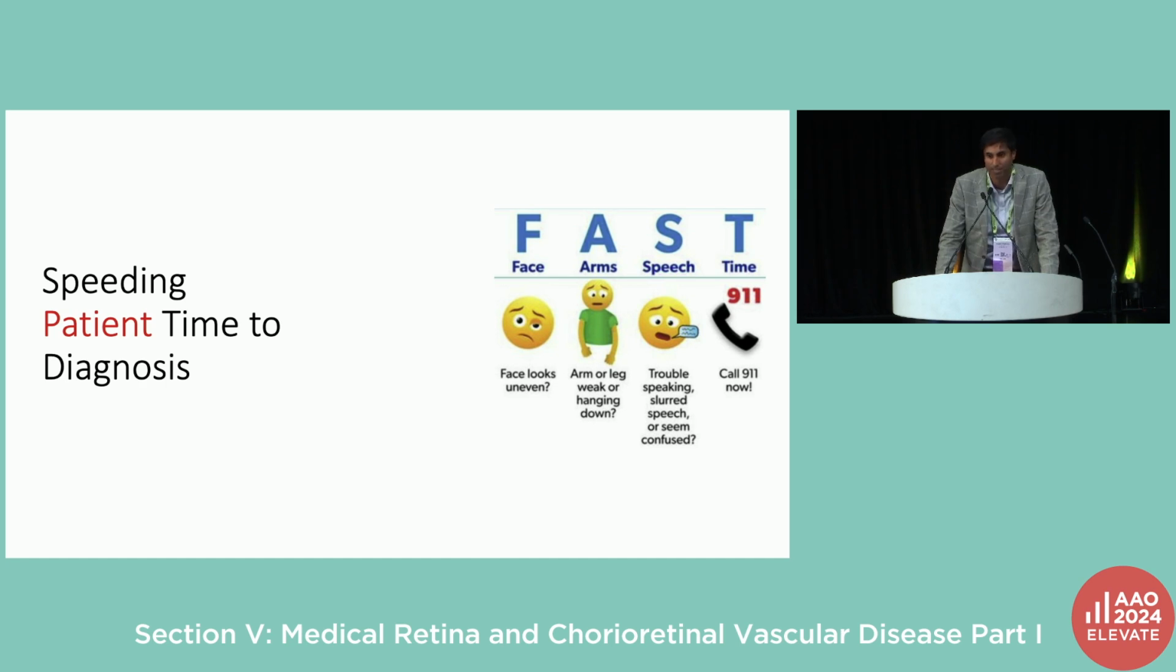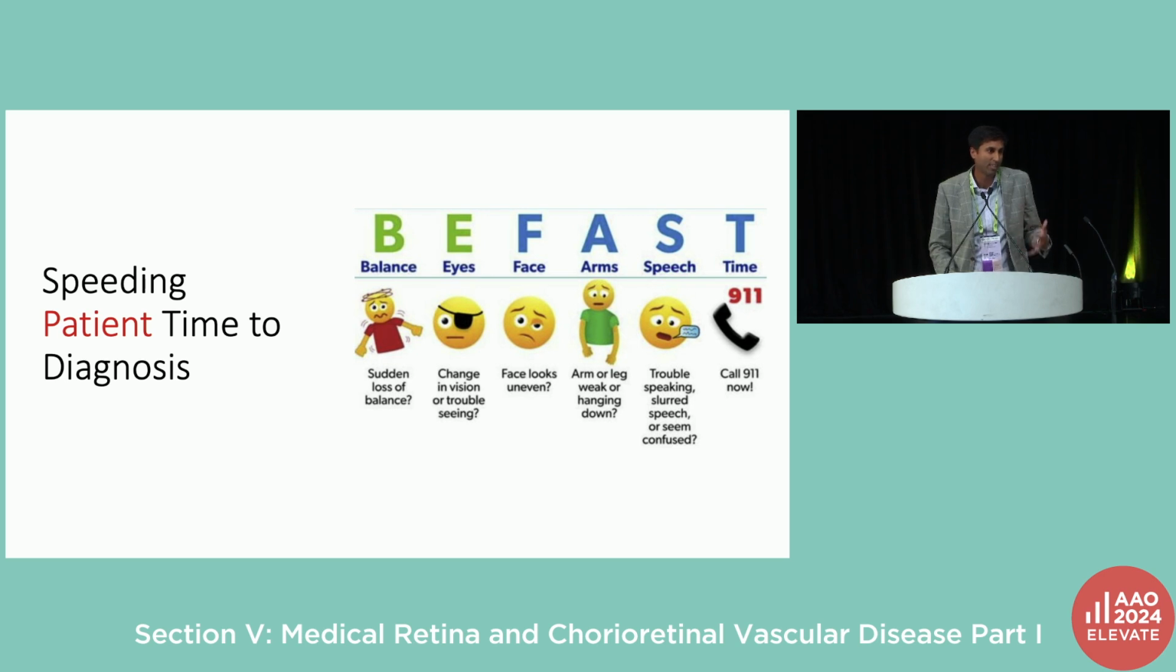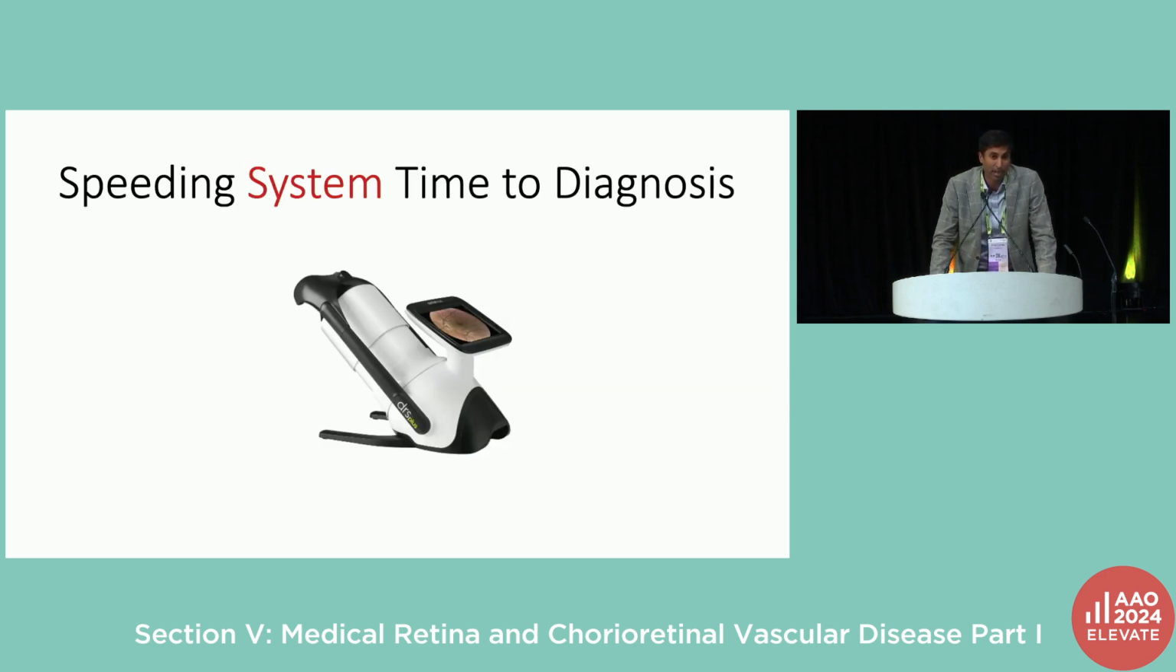But to get there, you have to speed the patient's time to diagnosis. We've done a lot of efforts in our systems to get there. You have to tell the call center, tell your nurses, tell the emergency room, tell your optometrist: monocular vision loss can be a sign of stroke. But it doesn't really matter if the patients get there early if you can't get them diagnosed early.